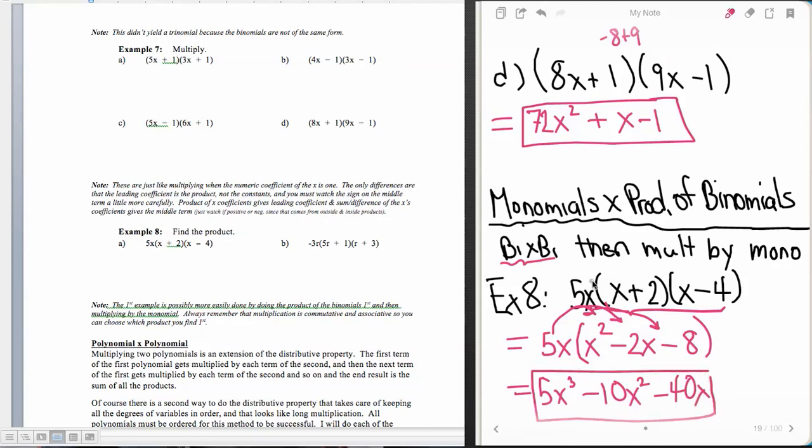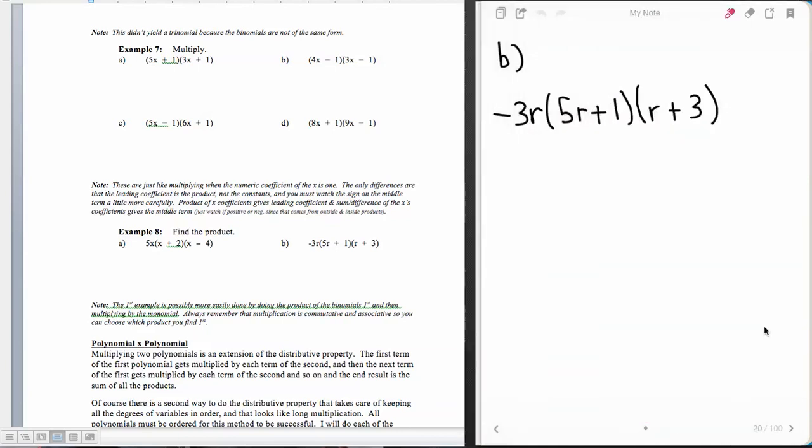Now, whether you choose to do this monomial through this binomial and then multiply binomial times binomial, or whether you choose to do it binomial times binomial and then times the monomial, it's perfectly acceptable because remember that multiplication is commutative.